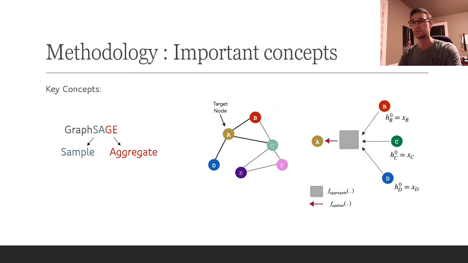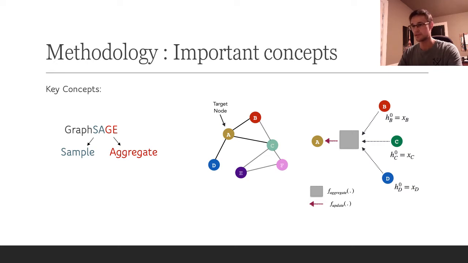Okay, so I'm going to explain to you guys the methodology behind GraphSAGE. But before I do this, I just want to make sure that everyone is on the same page. So just to reiterate, GraphSAGE is an algorithm that computes node embeddings for a given graph.